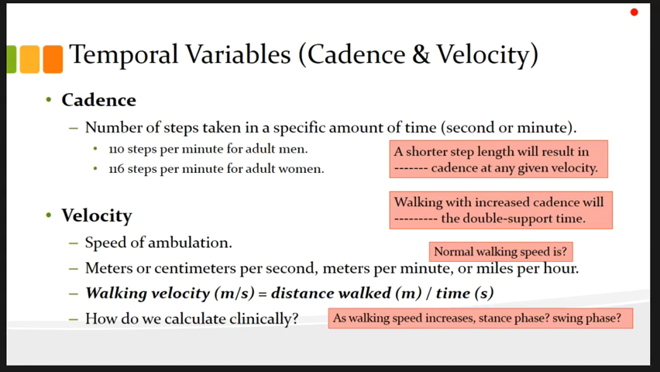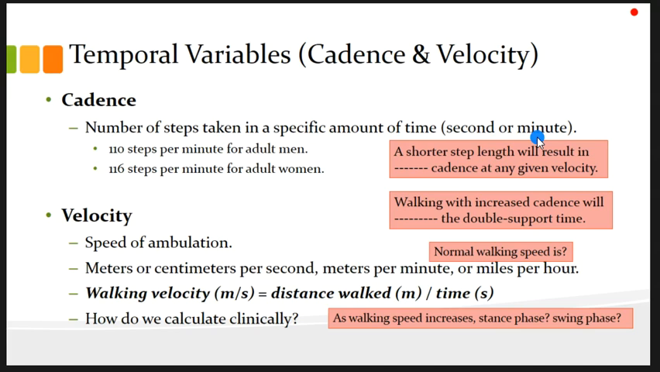So the cadence and velocity, these are other terminologies that are important to know. Cadence is the number of steps taken in a second or a minute. Typically, we do refer to this as minute. So if I said someone had a cadence of 60, that means they would be taking 60 steps per minute. So as the cadence increases, the number of steps taken also increases.